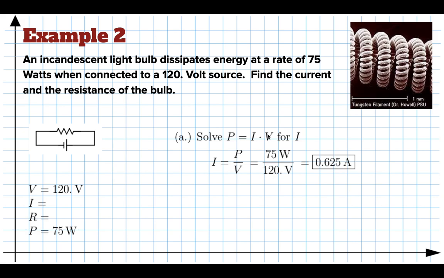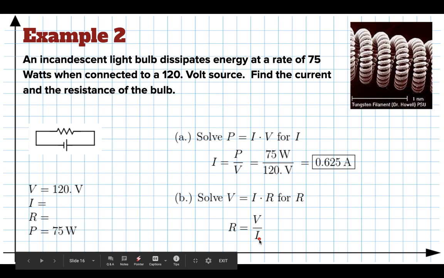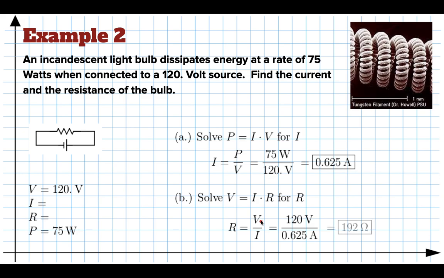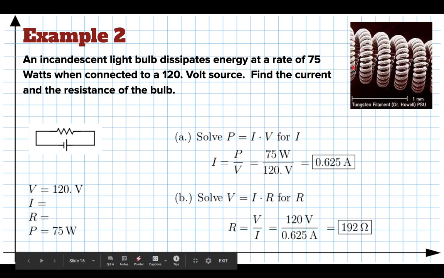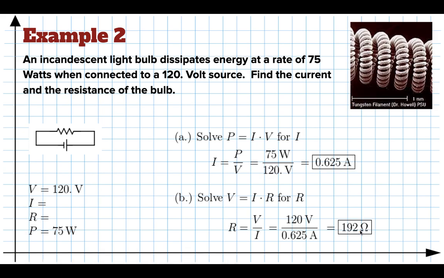Now the second thing we want to do is try to find the resistance. So V equals IR. And now we know the voltage already, and we just found the current, so finding the resistance won't be terribly hard. The resistance is going to be the voltage divided by the current. Plug in our numbers, 120 over 0.625, and you get 192 ohms. So the resistance of this light bulb, this tiny coil of wires, which we call the filament, turns out to be 192 ohms, or 192 volts per amp. Okay? So there you go.